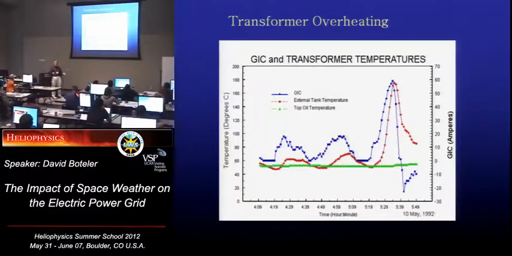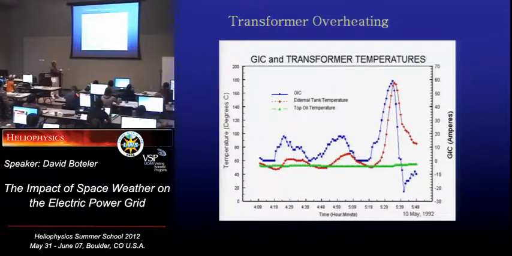These transformers are immersed in oil to dissipate all of the heating in normal operation. So by measuring the temperature of the oil, you can get an indication of what the average transformer temperature is. So that's the green, that one here. You can see that it hardly changes at all.